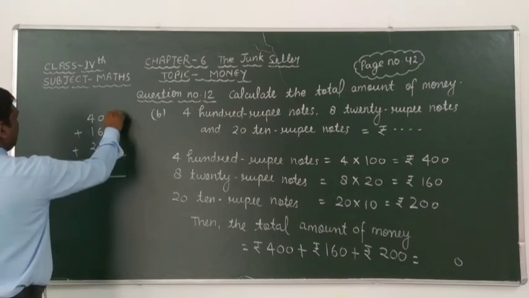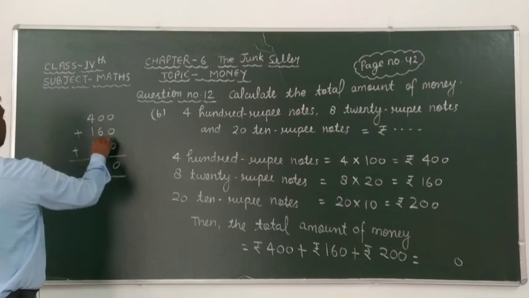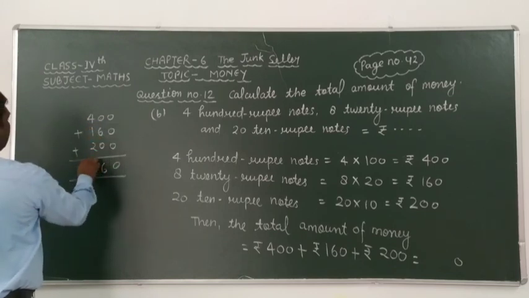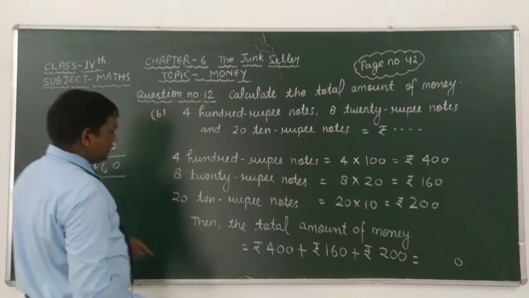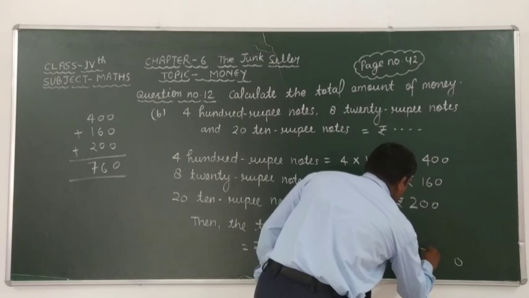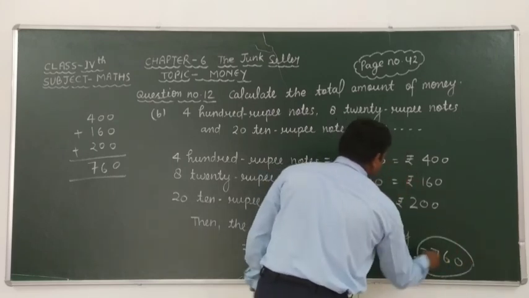Look here carefully: 0 plus 0 is 0, 0 plus 0 is 0, 0 plus 6 is 6, 6 plus 0 is 6, 4 plus 1 is 5, 5 plus 2 is 7. After adding these, we get 760 rupees.